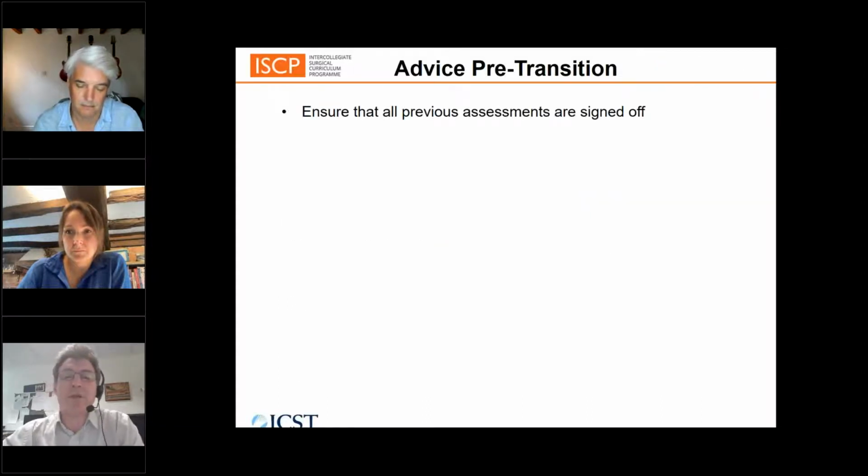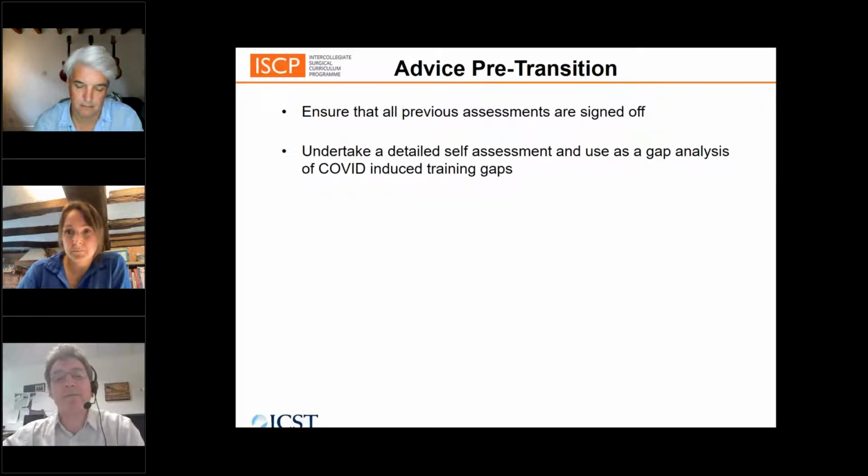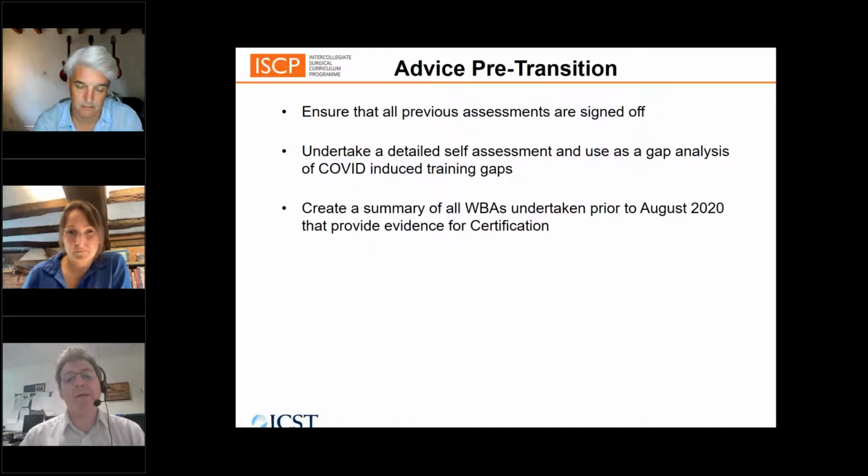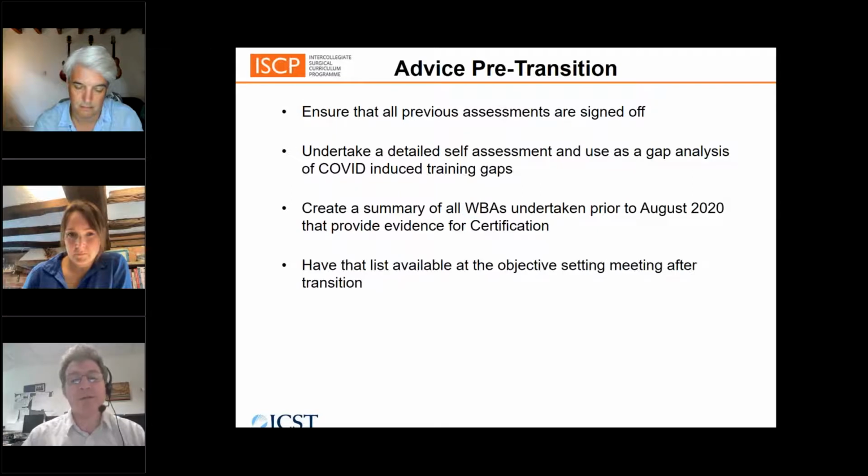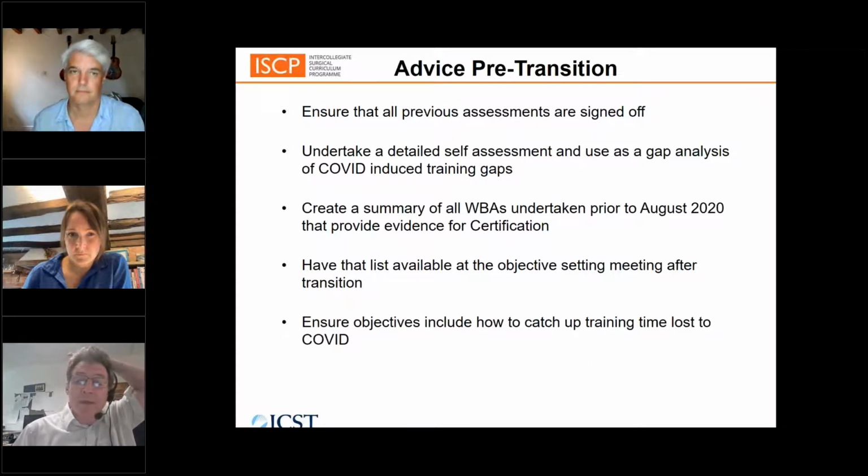Well, my advice to trainees pre-transition, so the advice that you may give, is to ensure that all their previous assessments are signed off, and that they have undertaken a detailed self-assessment and utilised this as a gap analysis for COVID and the COVID-induced training gaps. And therefore, I've been encouraging all of us to recognise and maximise training opportunities for the trainees and catch-up. I would advise the trainees to create a summary of all the work-based activities undertaken prior to August 2020 that provide evidence for certification, because for those beyond that time, there already is a certification recognition, and utilise that list for when they have their ARCPs.